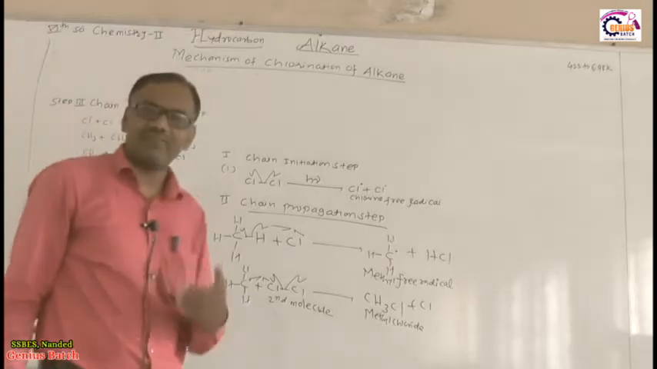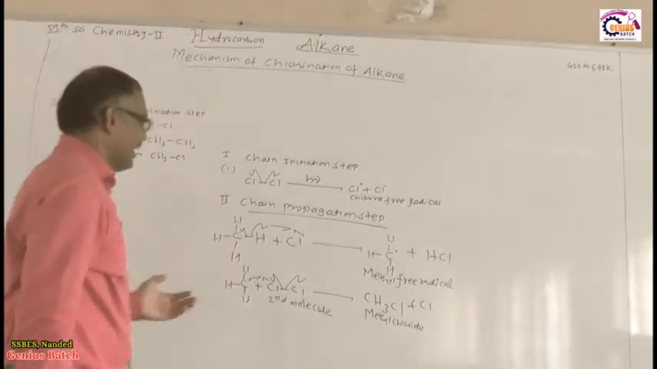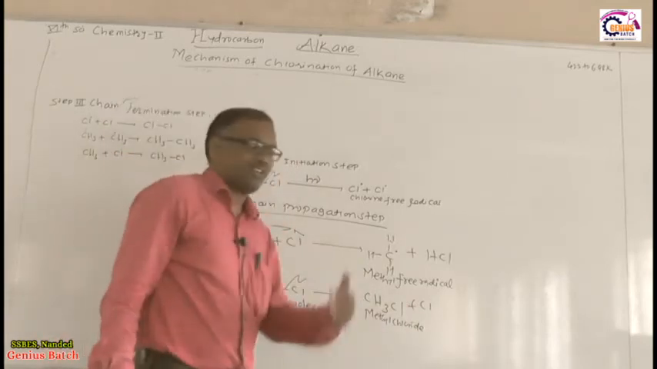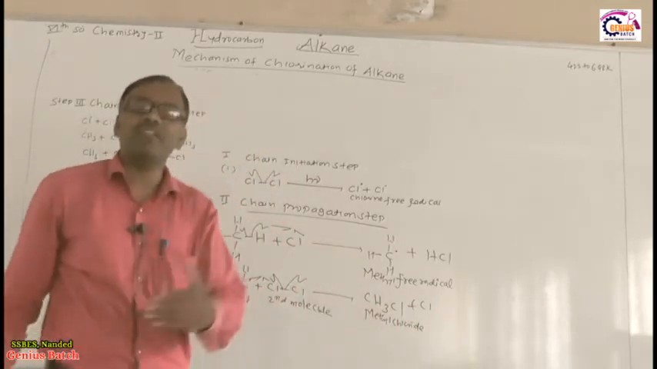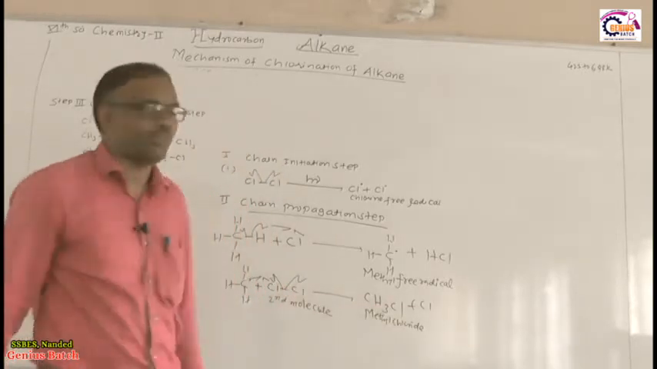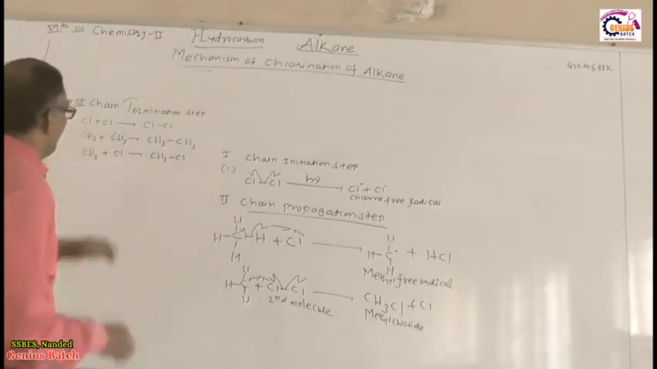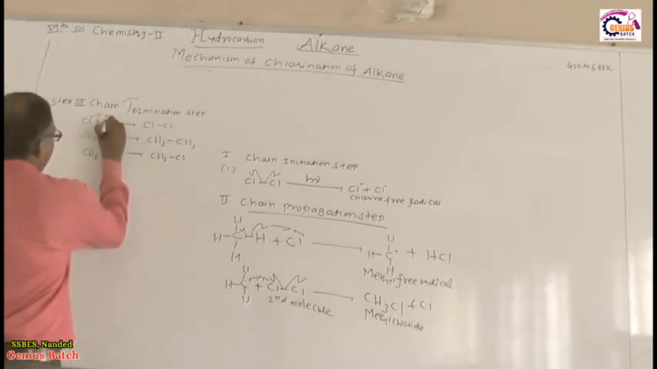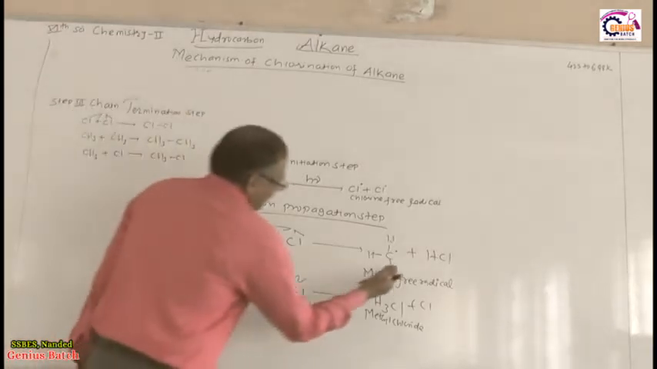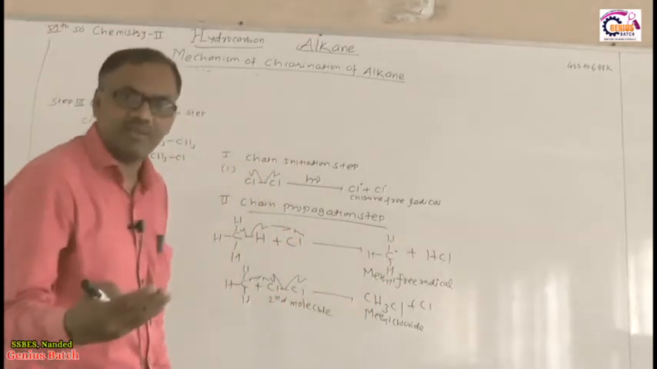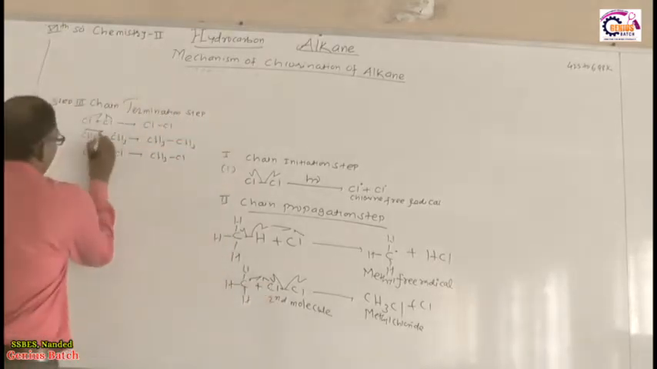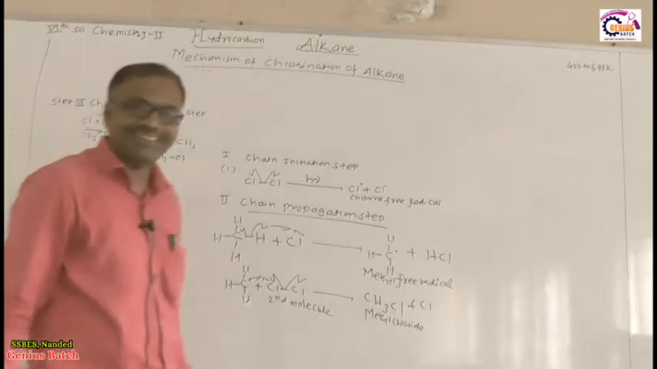What happened in the chain termination step? Actually, you know that the chlorine free radical is produced, right? So in the reaction mixture, what happened? There may be the possibility of chlorine free radicals combining to form the chlorine molecule. Similarly, in the chain propagation step there is a formation of methyl free radical. There may be a combination of two methyl free radicals to form ethane.